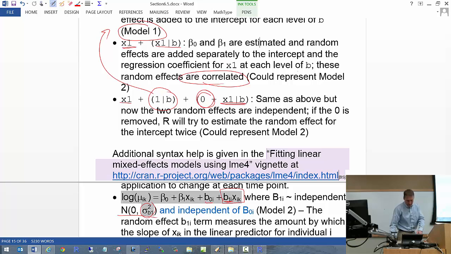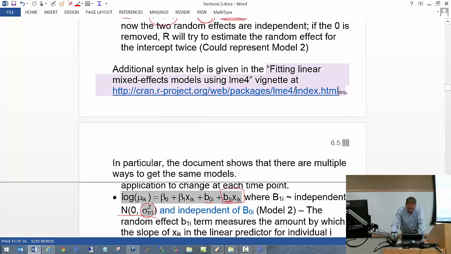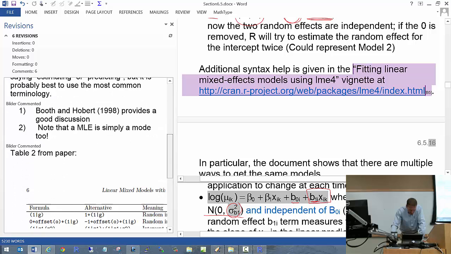There is a whole bunch of other kinds of models that you can fit out there. A lot. I'm just touching the surface here. And if you want to see more, take a look at the vignette that corresponds to the lme4 package. In particular, I believe I have a little table that I inserted in this comment. There we go.